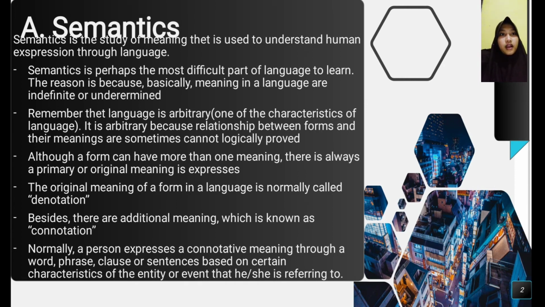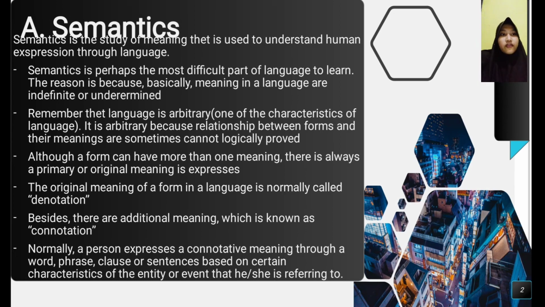Semantics is perhaps the most difficult part of language to learn. The reason is that basically meanings in a language are indefinite or undetermined. And remember that language is arbitrary, one of the characteristics of language. It is arbitrary because the relationship between forms and their meanings sometimes cannot be logically proved.